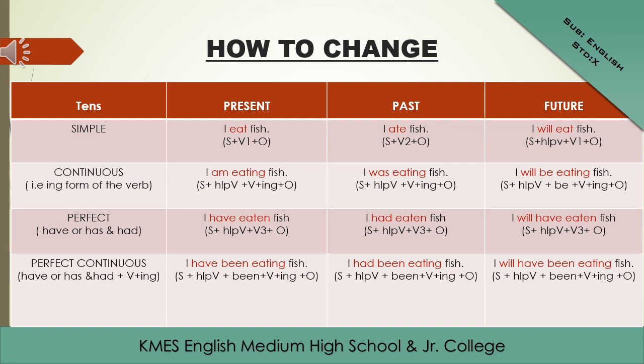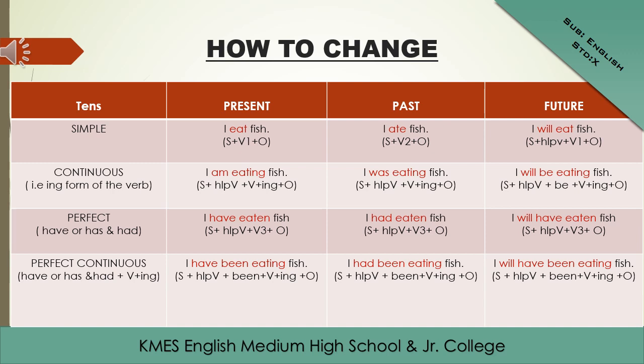That is I eat fish will become I ate fish. So V1 is changed to V2. In the same way, when we are changing it to simple future, we will add will in order to show future tense. So our sentence will become I will eat fish. So this is how we'll do simple tense: simple present, simple past and simple future.